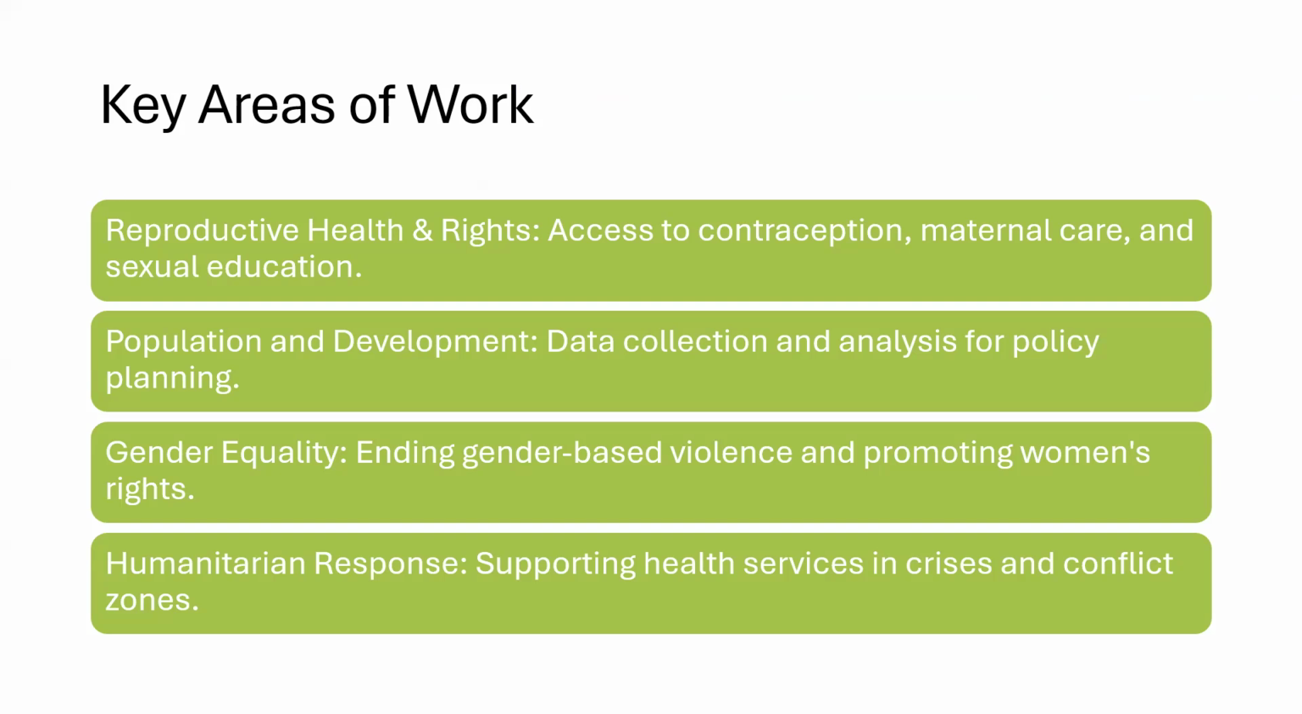These are key areas of work for UNFPA. Number 1, reproductive health and rights: access to contraception, maternal care, and sexual education. Population and development: data collection and analysis for policy planning. Gender equality: ending gender-based violence and promoting women's rights. And lastly, humanitarian response, supporting health services in crisis and conflict zones.